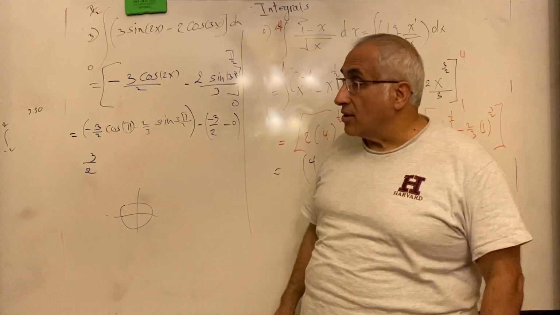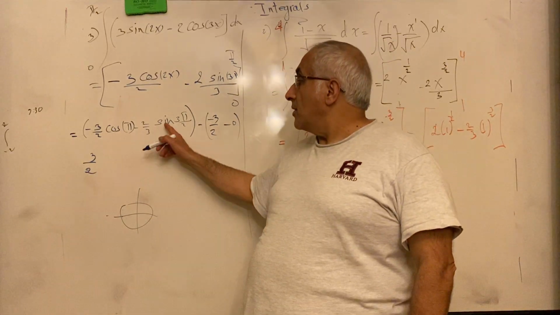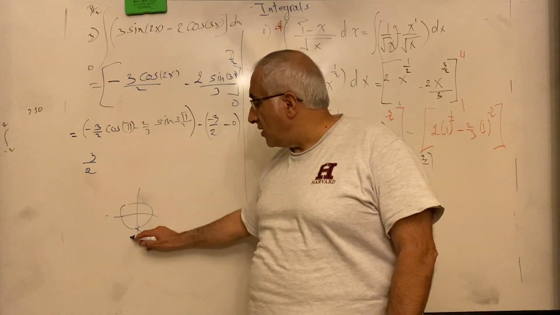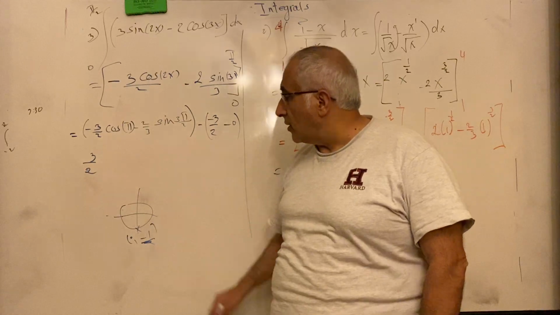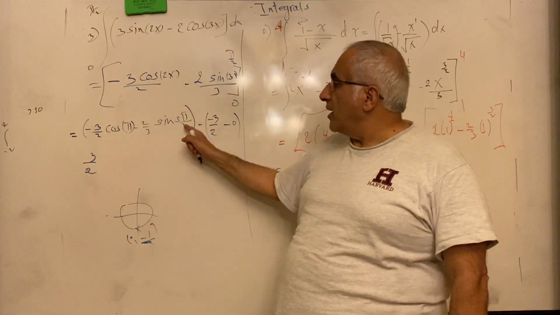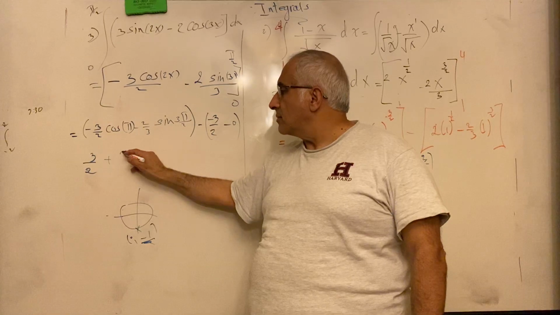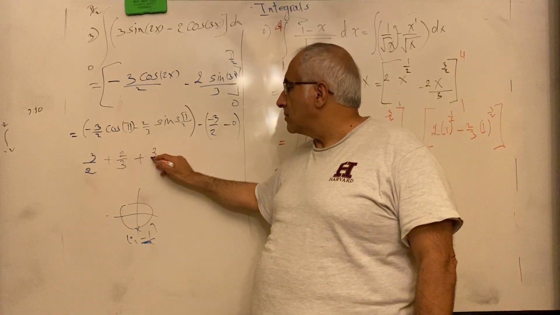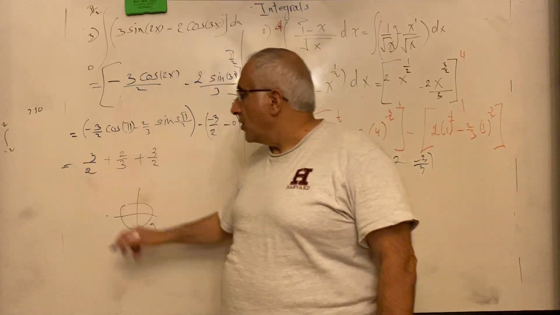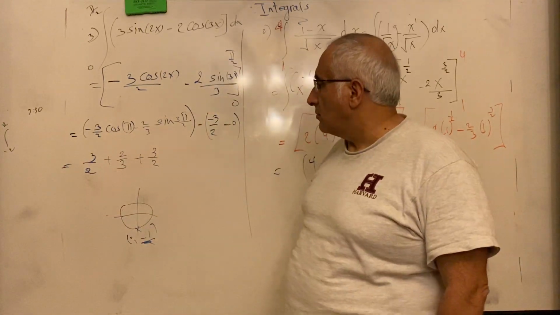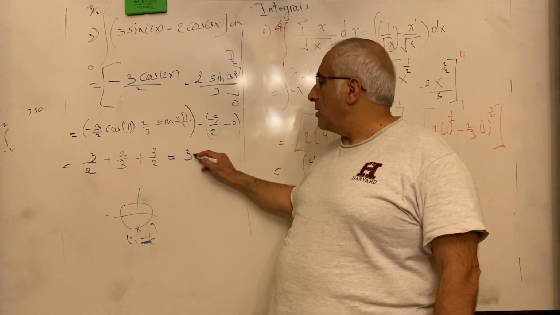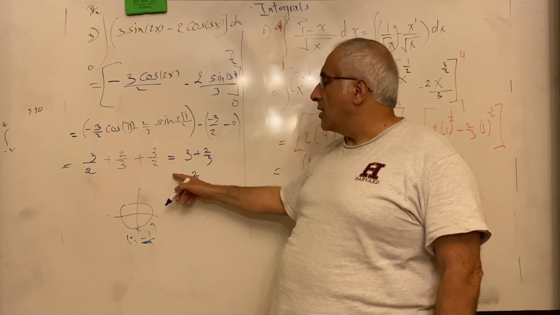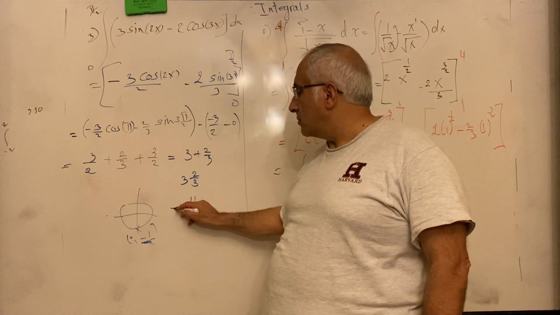You can use your calculator, use your radian mode. Now, what is sine 3 pi over 2? That's the one. The sine here is negative 1. So negative 1 times negative is a plus. Minus times minus, it's a plus. 3 over 2 plus 3 over 2 is a 3. 3 plus 2/3. What does it mean? It means 3 and 2/3. 9 and 2, 11 over 3.